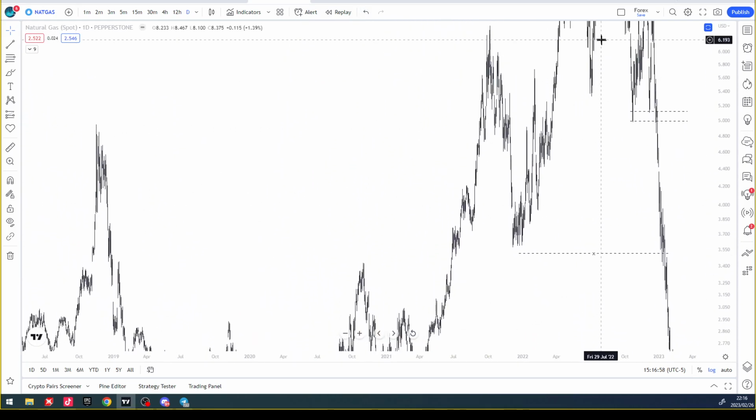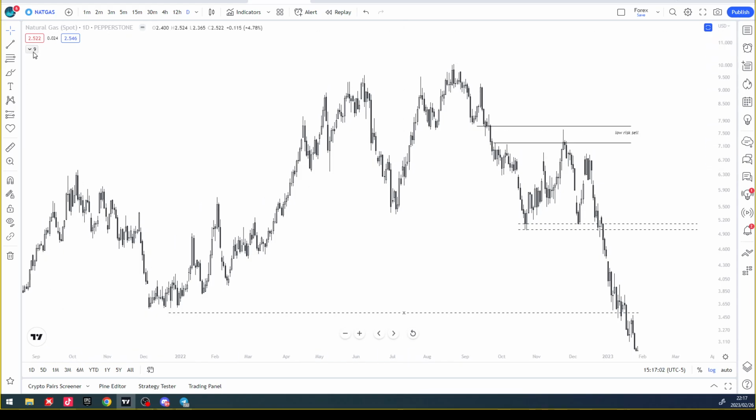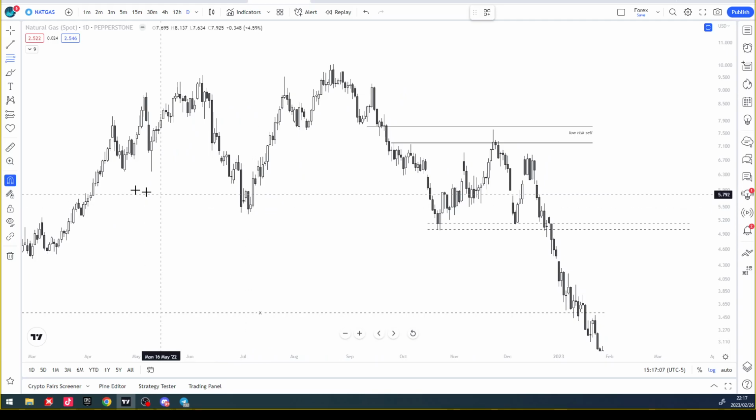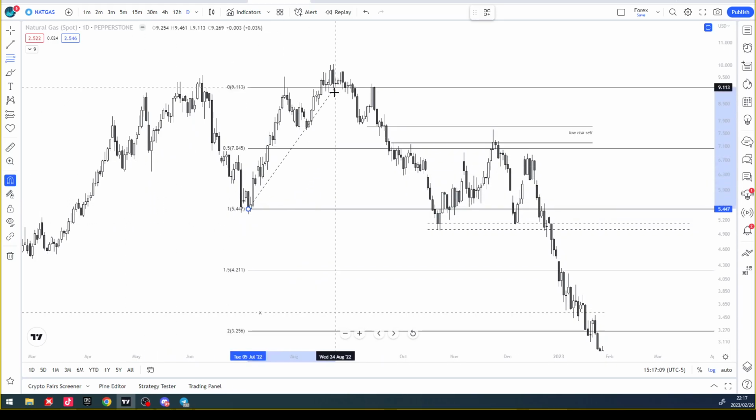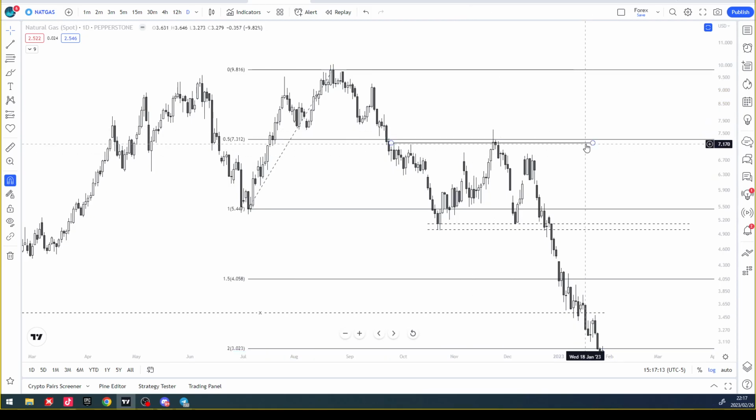Let's just check something out here to be cheeky, right? And we'll do it on a daily. Let's take 50% of this range here, body to body. Let's take away the low risk sell. And how's that? That's all you needed to do and walk away.